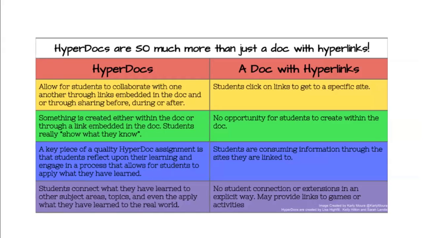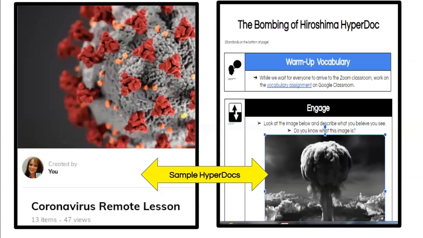With that type of thing, there are no opportunities for students to really create anything. They're just going to random sites, and that is not at all what we're trying to do. We're actually trying to monitor the students as they go. In that situation, they would consume information through the sites they are linked to, but they're not actually engaged. So to get a better understanding, I'm going to show you a couple of examples.